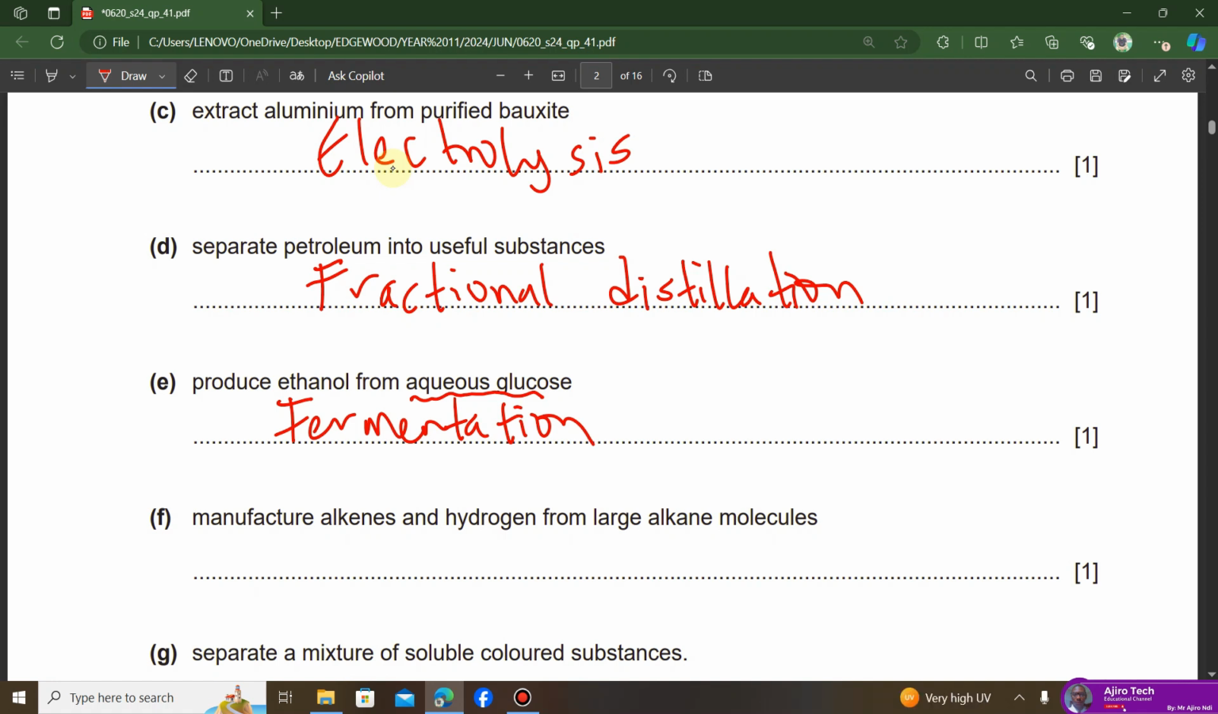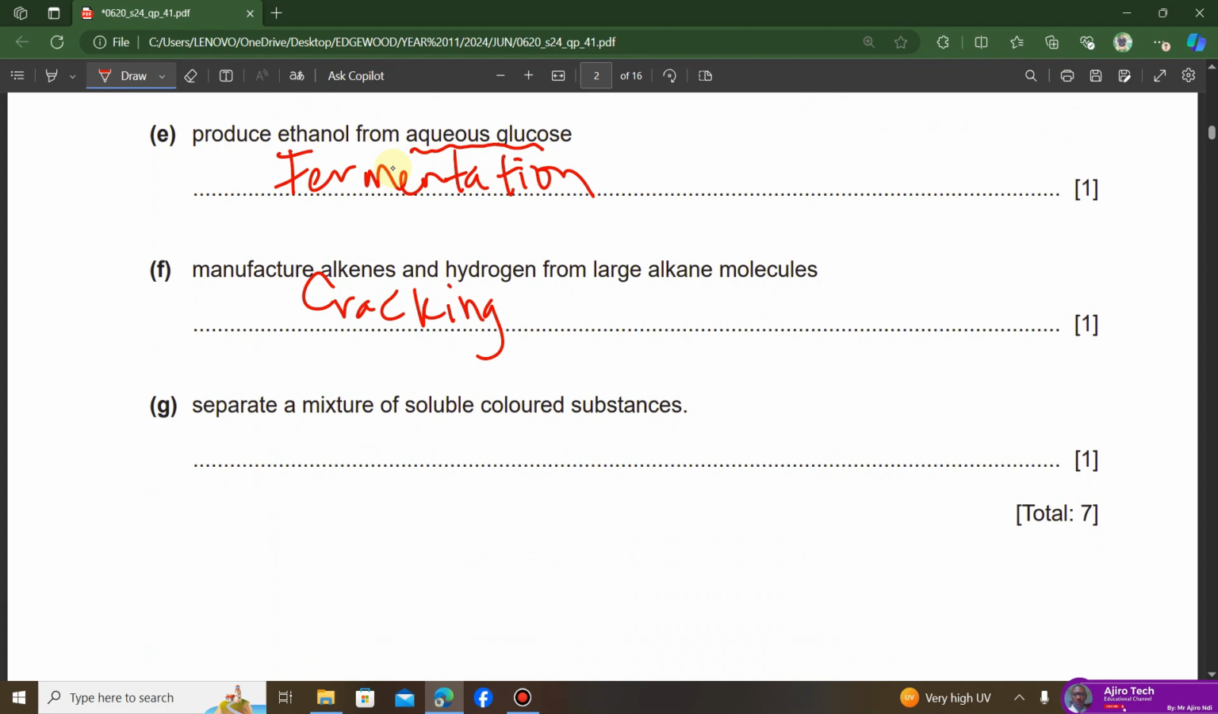To manufacture alkenes and hydrogen from large alkane molecules, that's cracking. Remember, one of the templates for cracking is you obtain smaller alkenes and hydrogen, or you could obtain just two smaller alkenes. To separate a mixture of soluble colored substances, wherever colored substances are involved, it's chromatography.